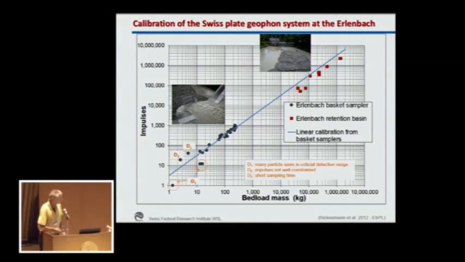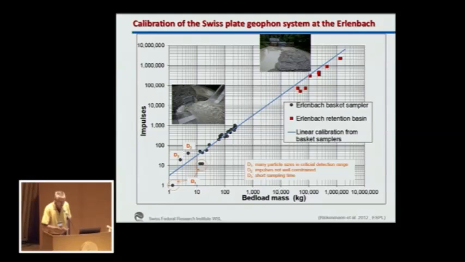Here you see the result of calibration for bedload flux, which we performed at the Erlenbach stream in Switzerland. You see here the gray circles, they refer to the basket measurements, and the red squares here refer to the measurements of sediment volume in the retention basin.